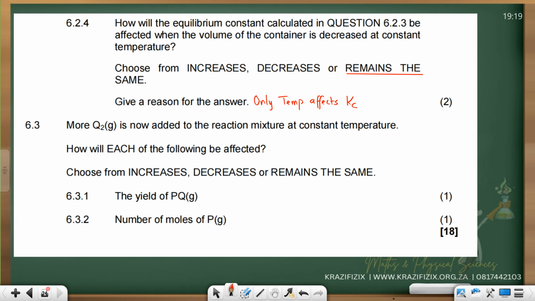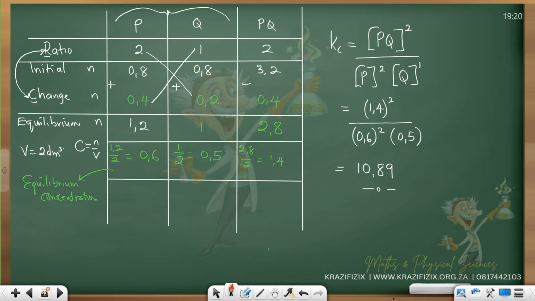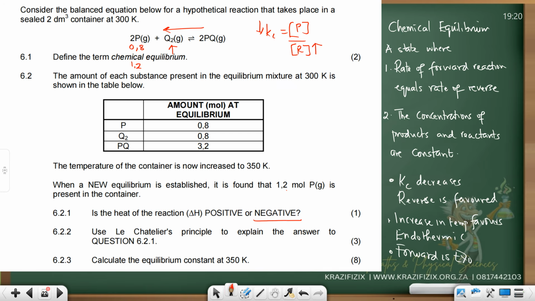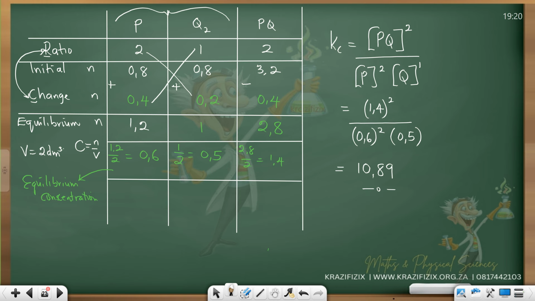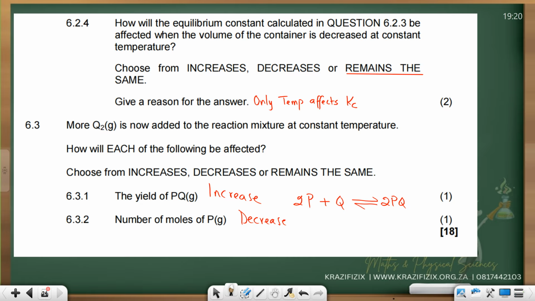So what are we looking at? PQ is a product, right? What will happen to the yield? Increase. What about the number of moles of P? It will decrease. I hope it makes sense, because it's P plus Q to give us what? Is it Q2? I think it was Q2. Yeah, because something is not balanced there. Please, let's correct this one. It's Q2.